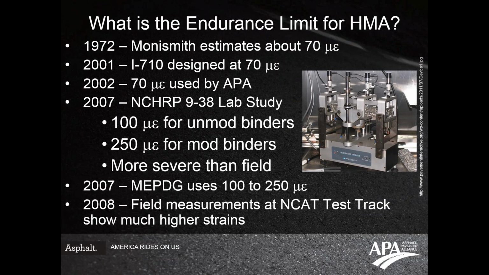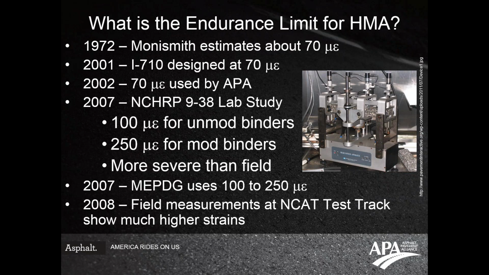It was about 45 years ago that Professor Monismith at Cal Berkeley theorized and postulated that most asphalt mixes should have an endurance limit of around 70 microstrain. About 30 years would go by before that theory was put into practice on the I-710 project in Southern California. That pavement was designed and built to be perpetual at what we now know to be a very conservative number, but he was right, a very conservative number of 70 microstrain.